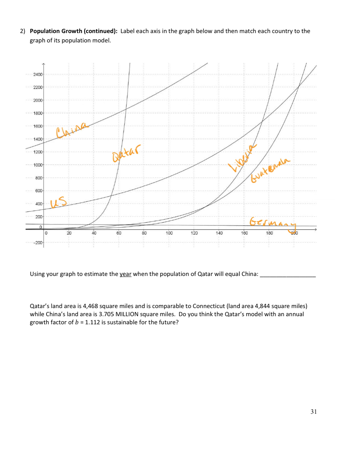Next, I want to use the graph to estimate the year when the population of Qatar will equal China. So when the two intersect is right here. I can just draw a line down to the x-axis, and that looks like, I don't know, maybe 65 years. So after approximately 65 years, after my initial year was 2010, so 2075.